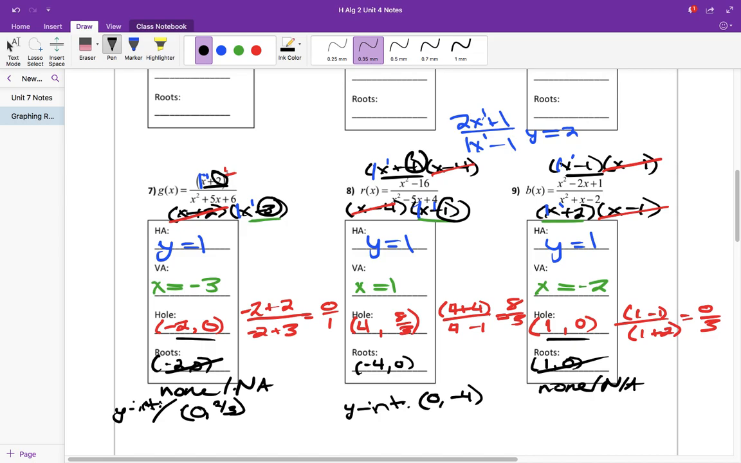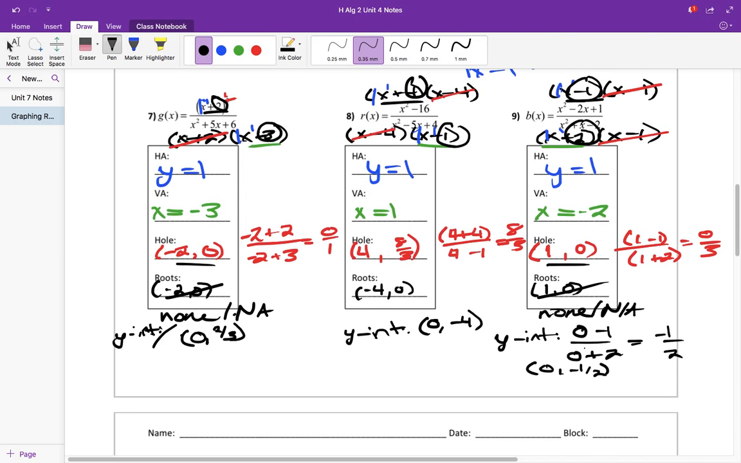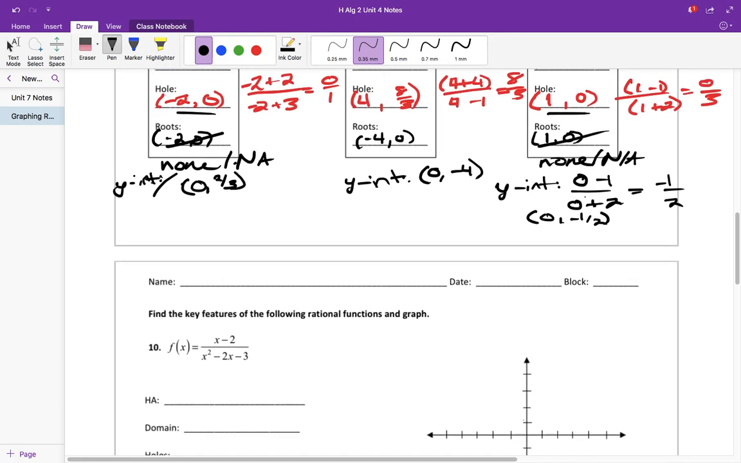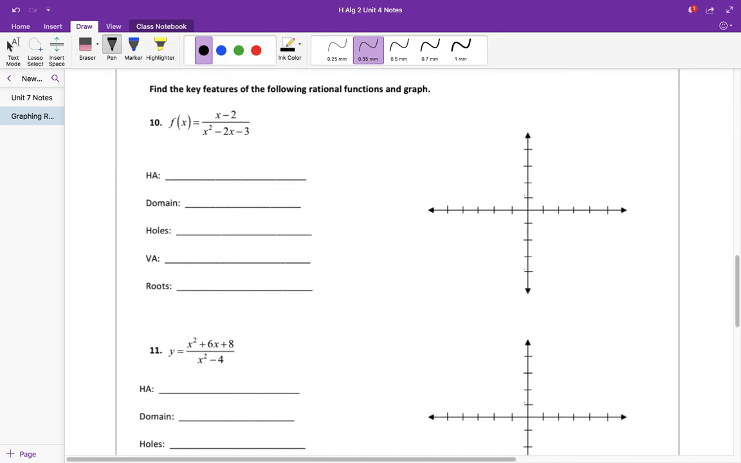Let me show you that on number 9 if you needed to. If you didn't already see that you had negative 1 over 2, then what you could do is put 0 for x: 0 minus 1 over 0 plus 2. That gets you the exact same thing, negative 1 over 2. And so you've got your y-intercept at 0 comma negative 1/2. Okay, I think that was pretty much everything we looked at with regards to the characteristics. So let's take a look at some graphs now.